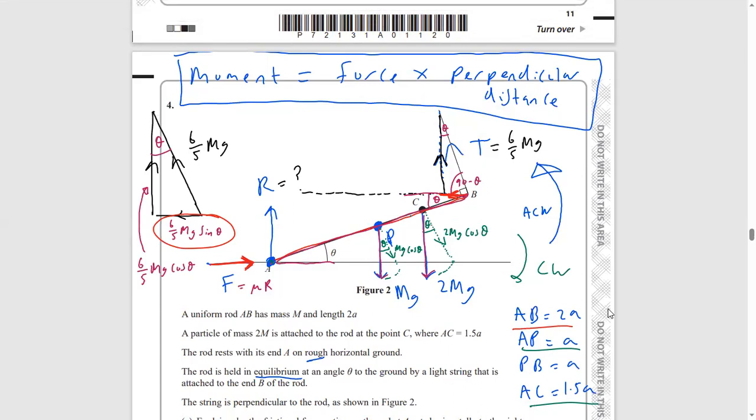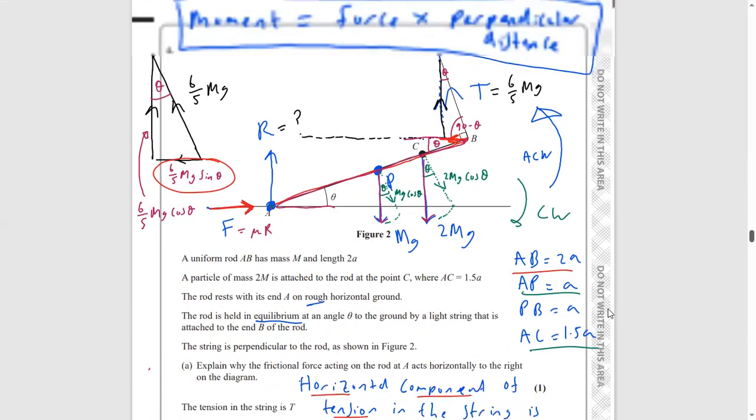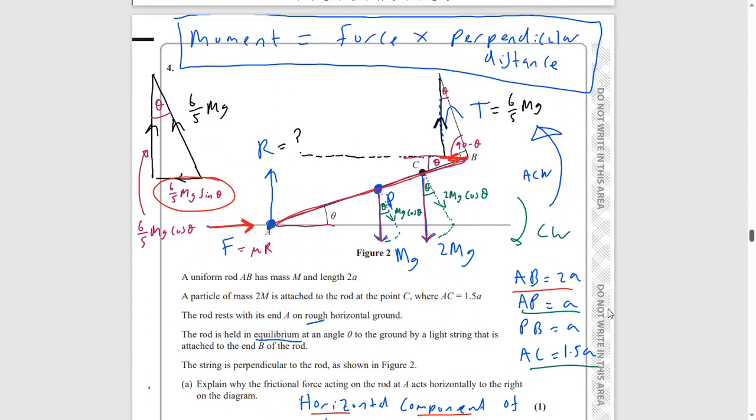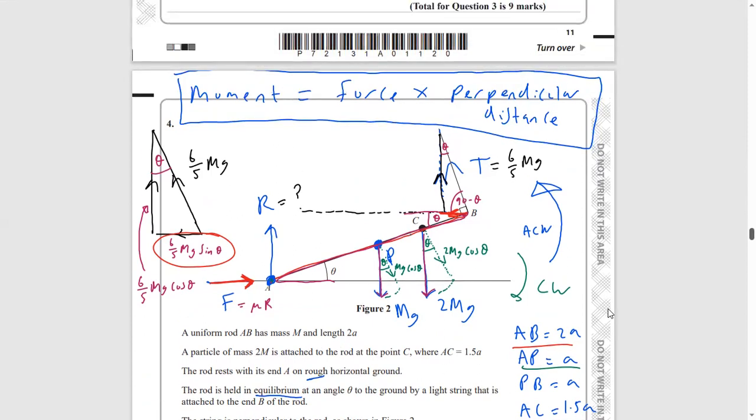So the reaction force, which you don't know, and the friction force you don't know. You want to take moments about that point. Remember that moment equals force times perpendicular distance. So your force must be perpendicular to your distance on the rod. So just make sure you take the component of the force perpendicular to the rod. Do your moments, and then just proceed with the rest of the question to find the rest of the forces, and also to find the coefficient of friction.